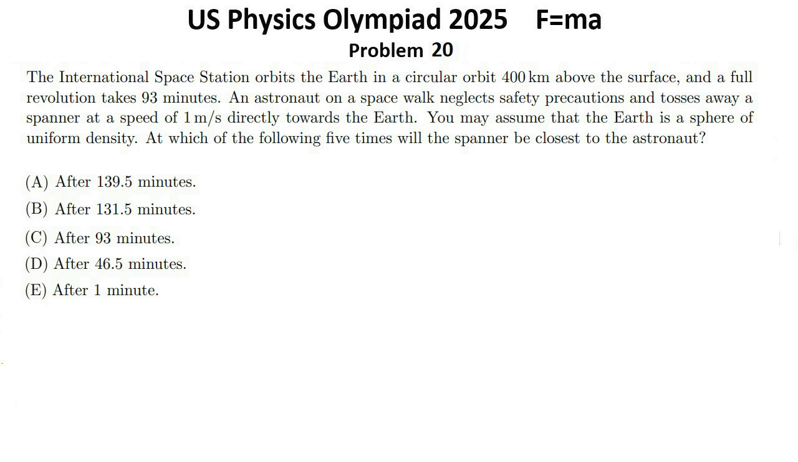Problem 20. The International Space Station orbits the Earth in a circular orbit 400 kilometers above the surface, and a full revolution takes 93 minutes. An astronaut on a spacewalk neglects safety precautions and tosses away a spanner at a speed of 1 meter per second directly towards the Earth. You may assume that the Earth is a sphere of uniform density. At which of the following 5 times will the spanner be closest to the astronaut?